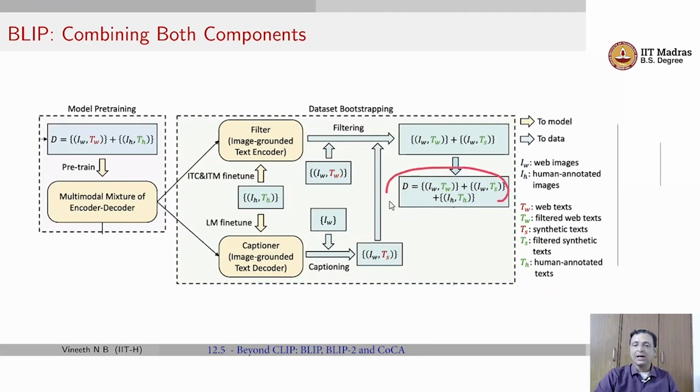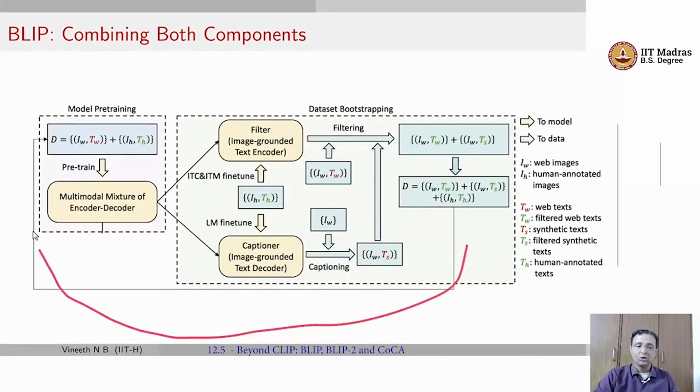Now you have your overall data set, which is good web scraped data that is filtered, along with the synthetic text and the human annotated data, all together forming a new data set. This is now used to feed in and refine their overall multimodal mixture of encoder-decoder model to get a better model at the end.